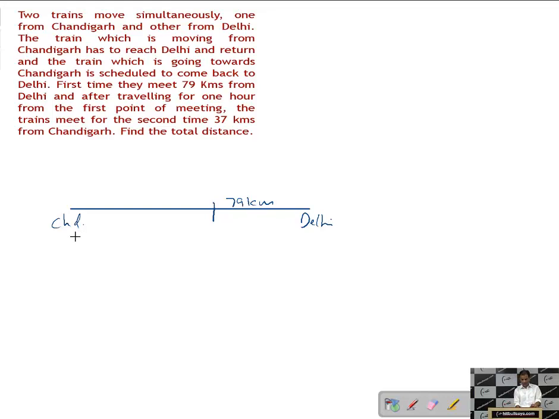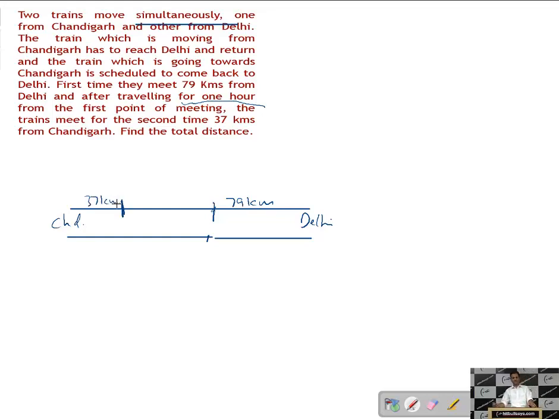In the first go, the train which is moving from Chandigarh will cover this distance, and the train which is moving from Delhi will cover this distance, because the time is the same. They started simultaneously. Now after that, after traveling for 1 hour from the first point of meeting, this is the first point of meeting, they meet for the second time 37 km from Chandigarh.